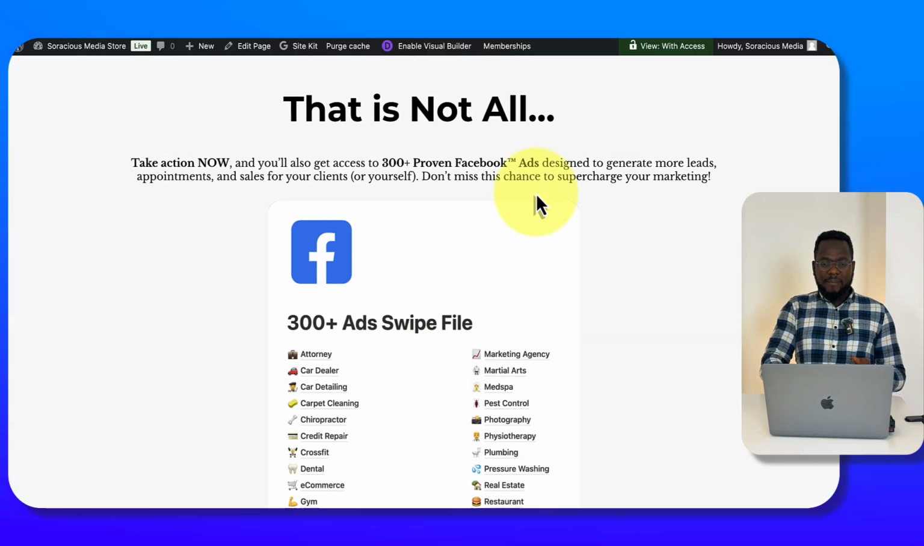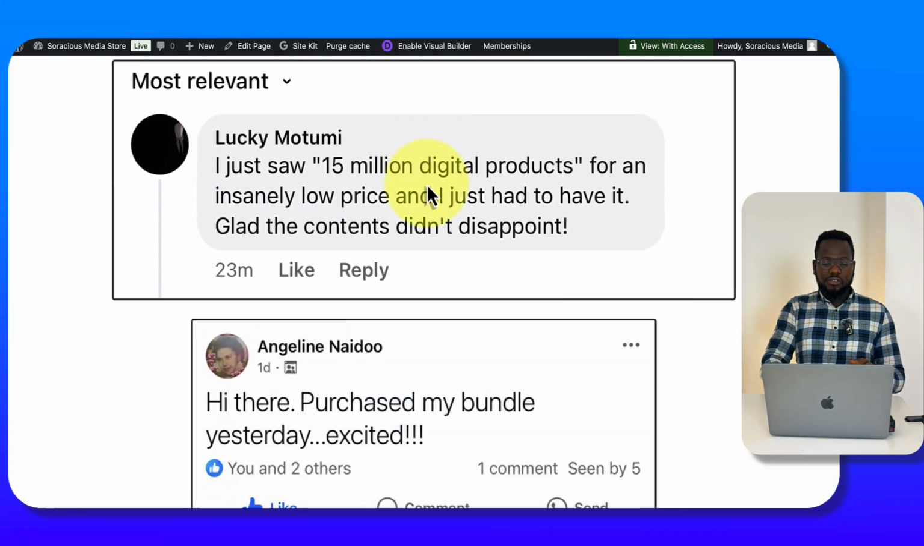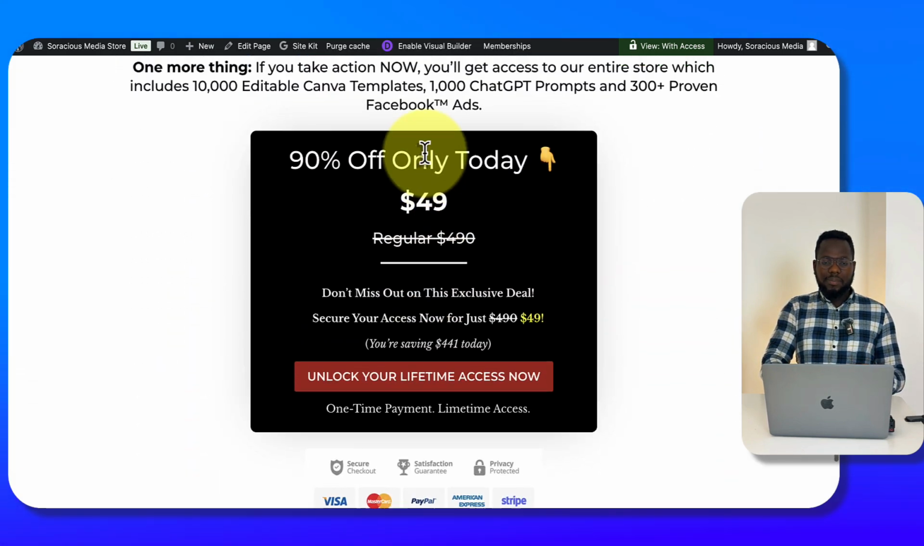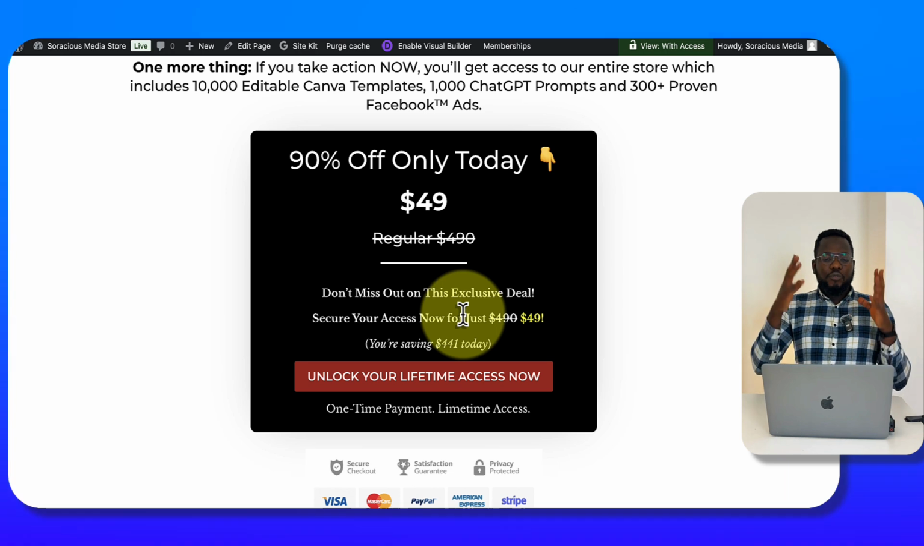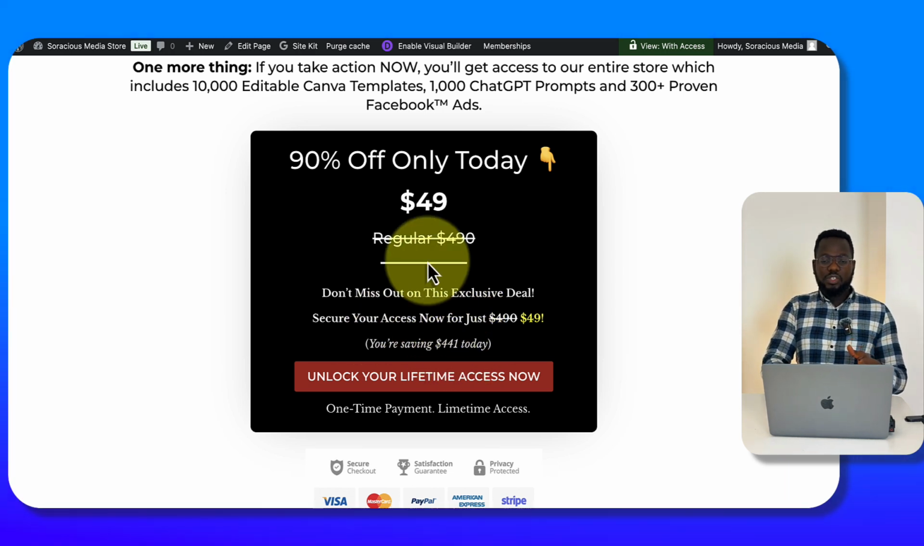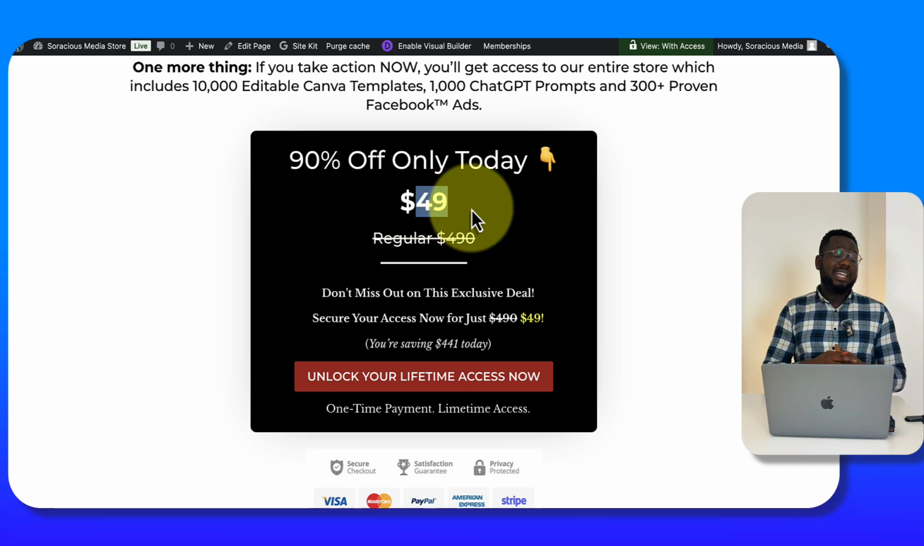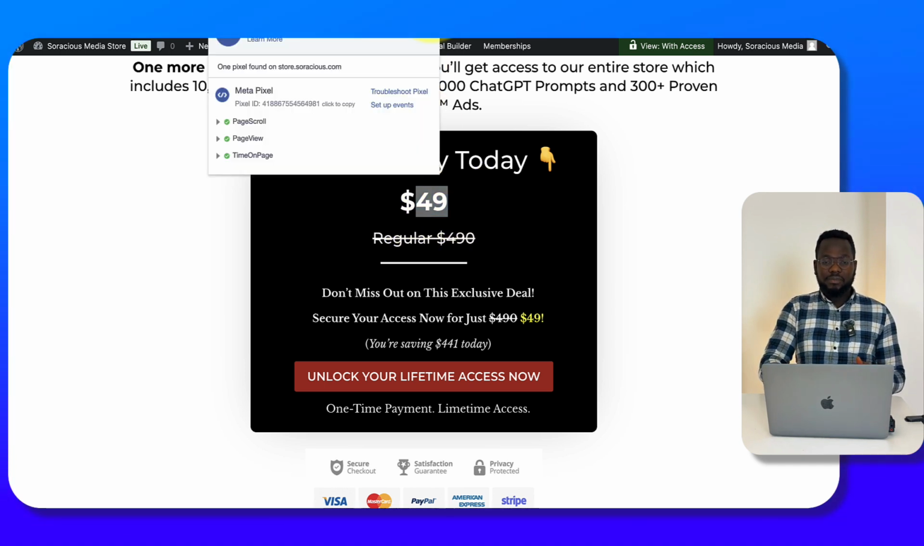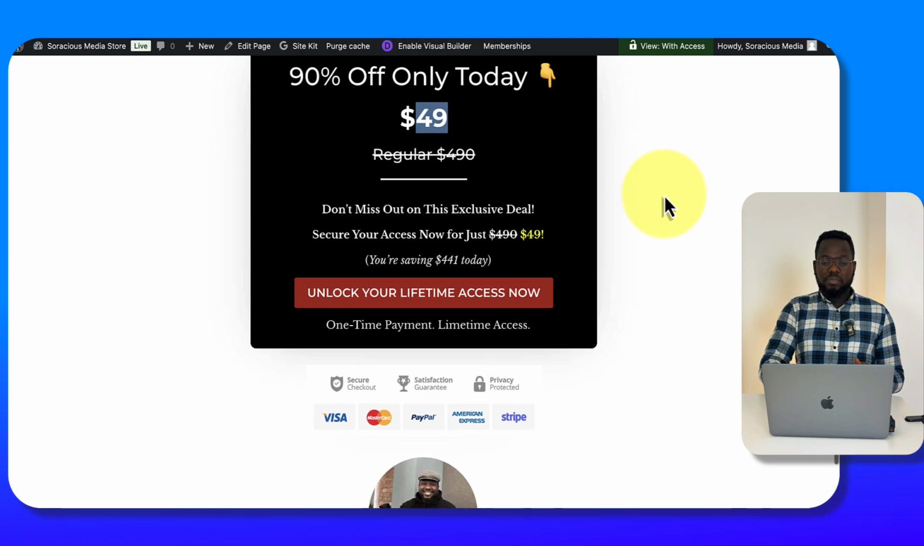So as you can see, this page gives a lot of bonuses. Then we talk about the price and we say, for a limited period of time, you're saving $441. You're getting it for just $49. And I tell you, people have been buying this. As you can see, people have been buying it.